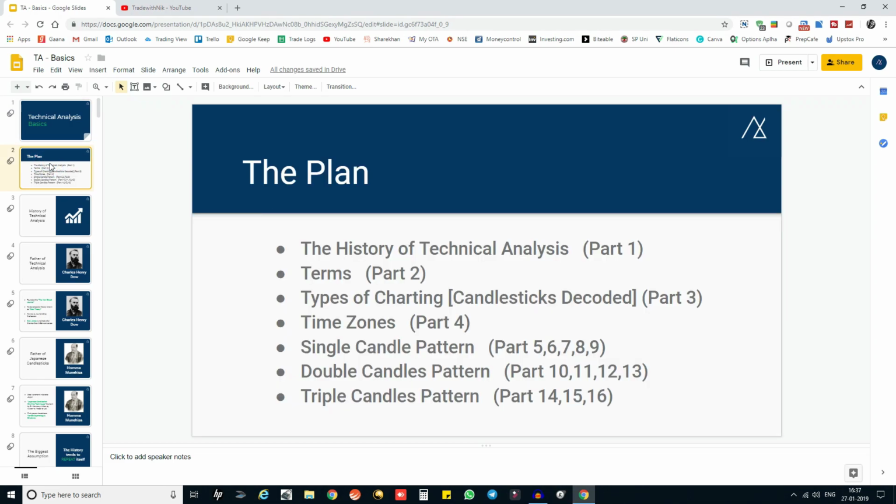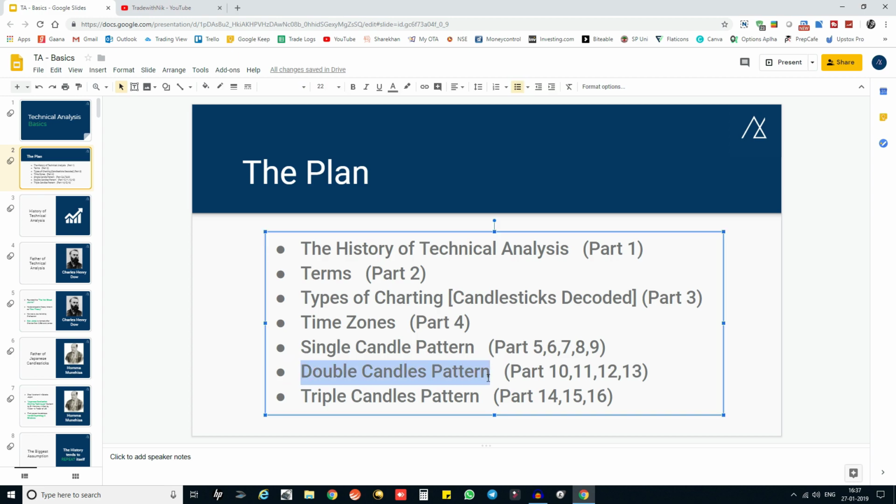Today we are going to discuss two candlestick patterns. Both are double candlestick patterns, and these are the 12th and 13th videos.